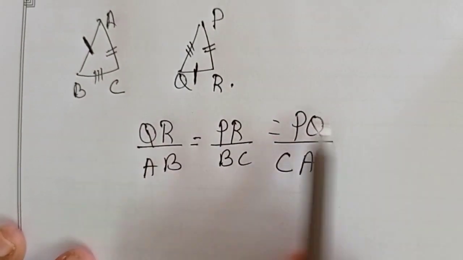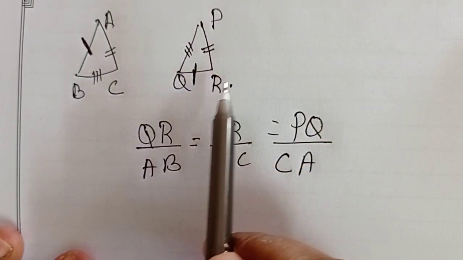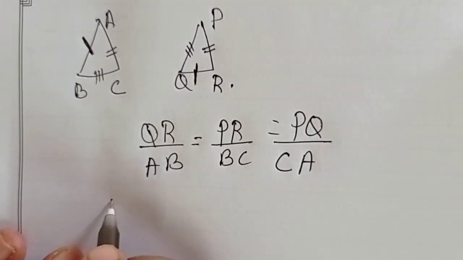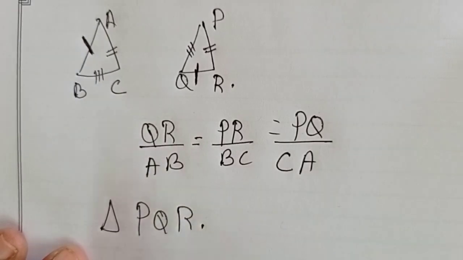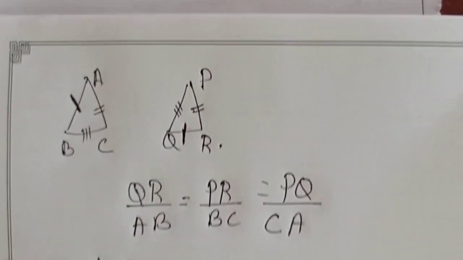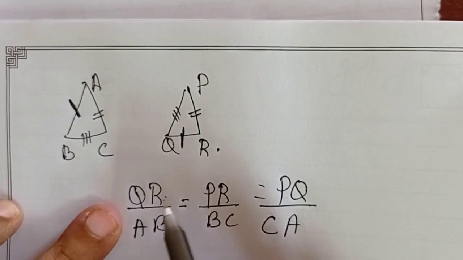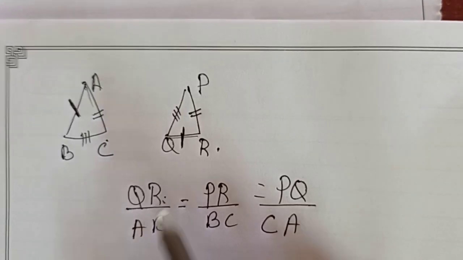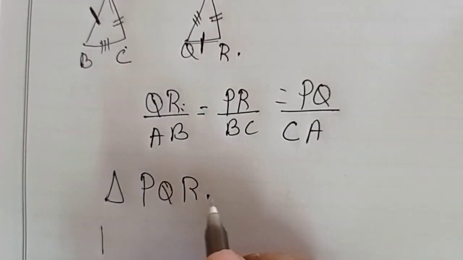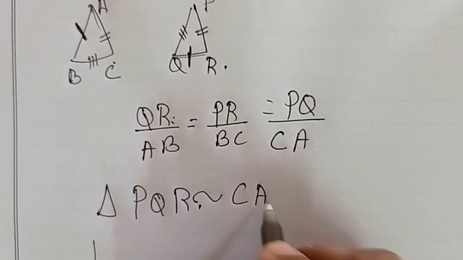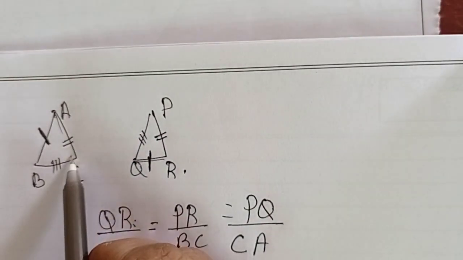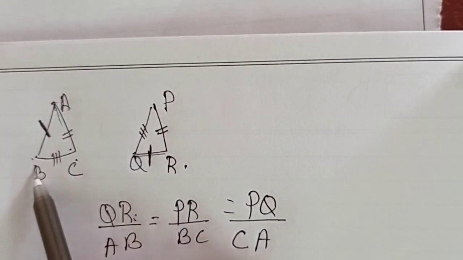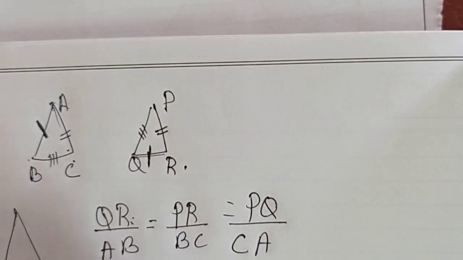That means the letters are from the second triangle. Therefore, you can take the second triangle first. That is triangle PQR. Okay, students? Triangle PQR. But here, QR by AC. Understand? Therefore, the option is PQR similar to CAB. CAB. Understand? Therefore, you can draw that second figure like this.